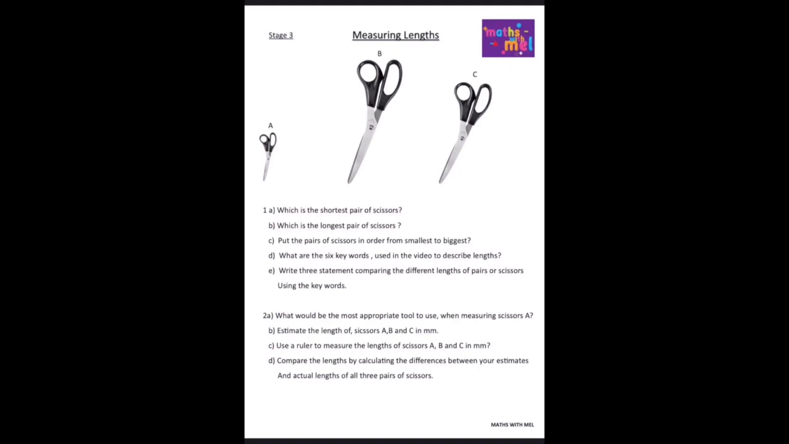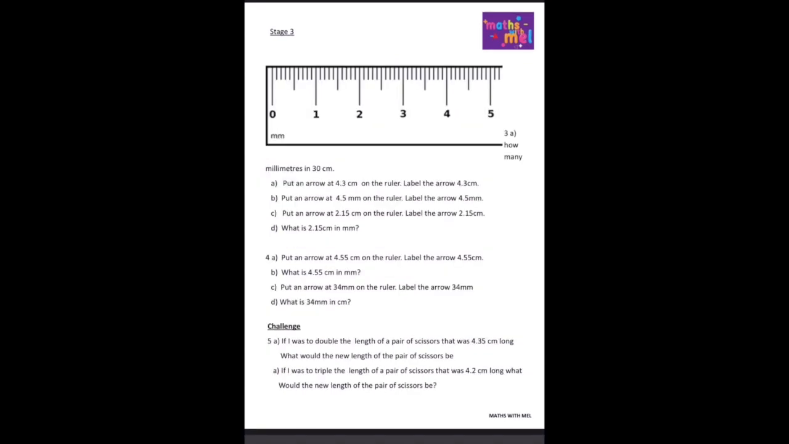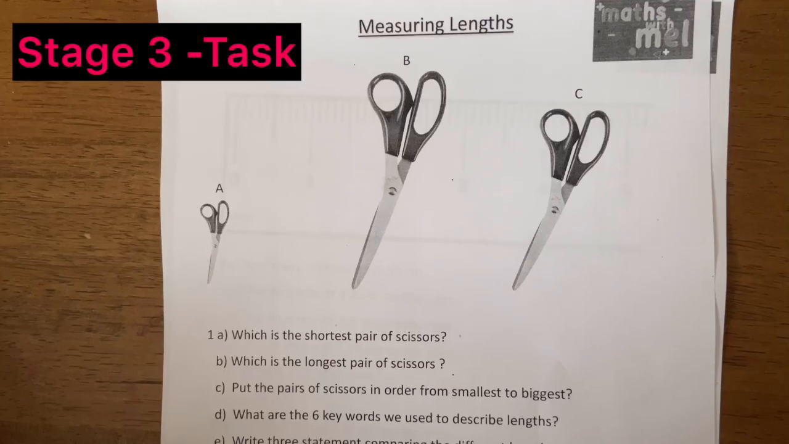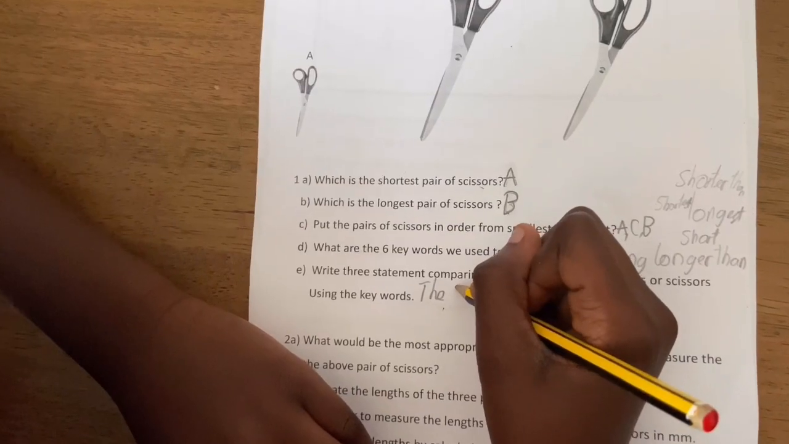Stage 3 is for years 5 and 6. Again, it goes through the essential parts or the essential questions in stage 2, but also has its additional questions which are more appropriate for children in years 5 and 6. This is the stage 3 task on measuring lengths.